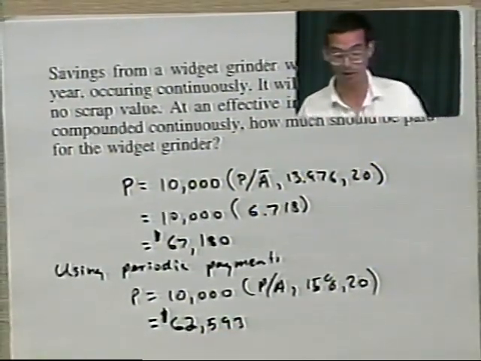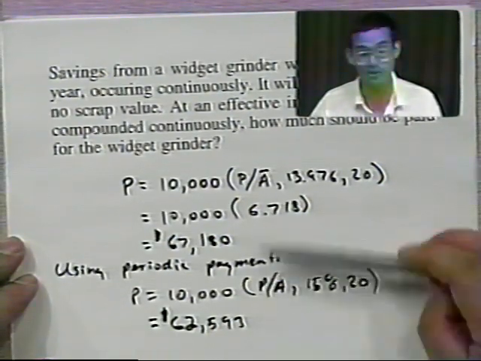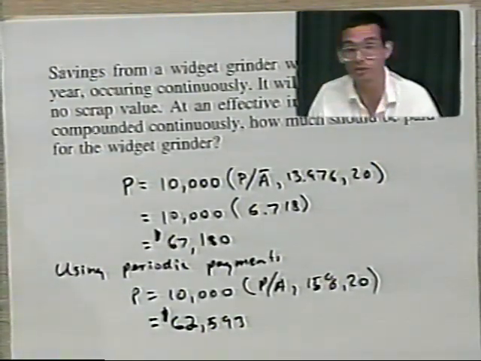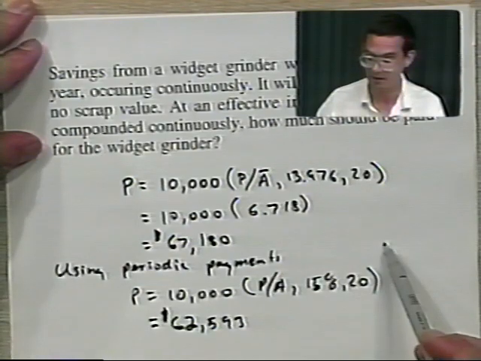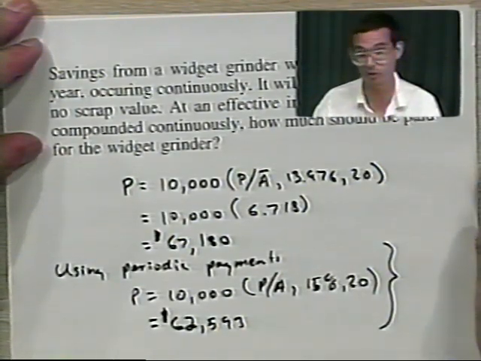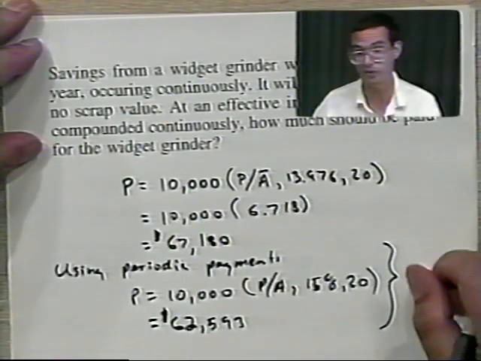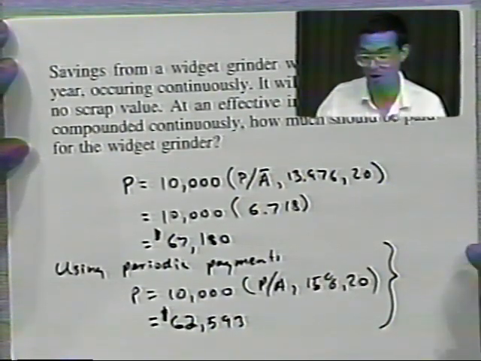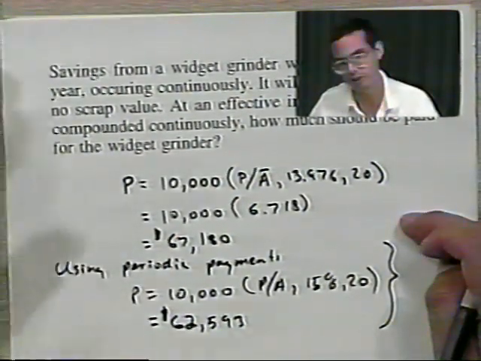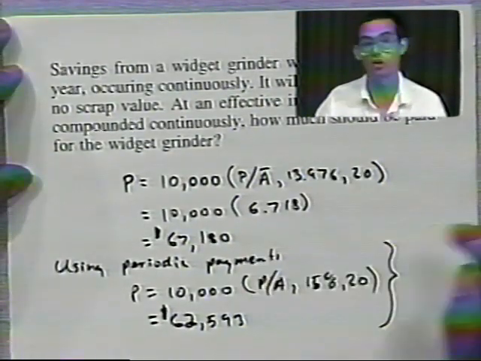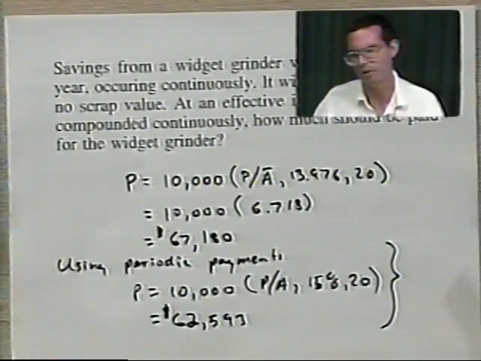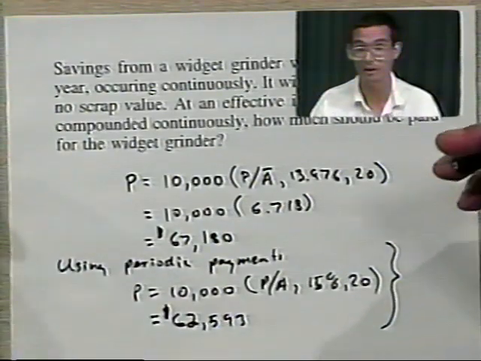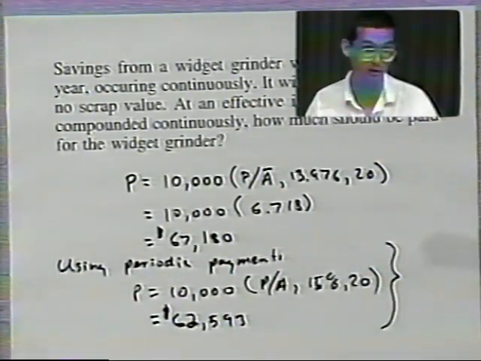So the importance here is that there's almost a 10% difference between these two numbers. And if, in fact, the widget grinder was $65,000, if we didn't recognize the periodic nature or the continuous nature of these payments, we'd probably say, well, we shouldn't buy this widget grinder because it exceeds its benefits. However, by looking at it appropriate to the nature of the problem with the continuous compounding, it would justify that purchase.